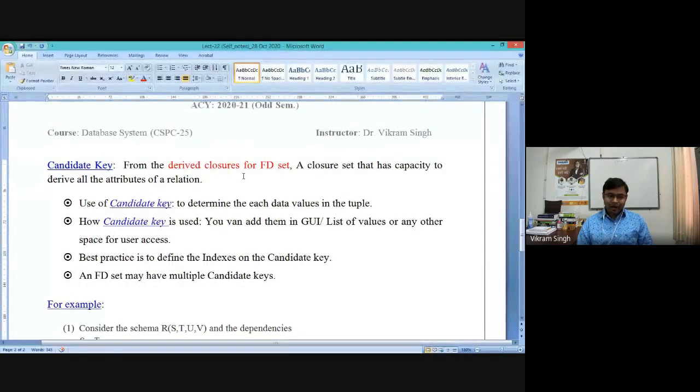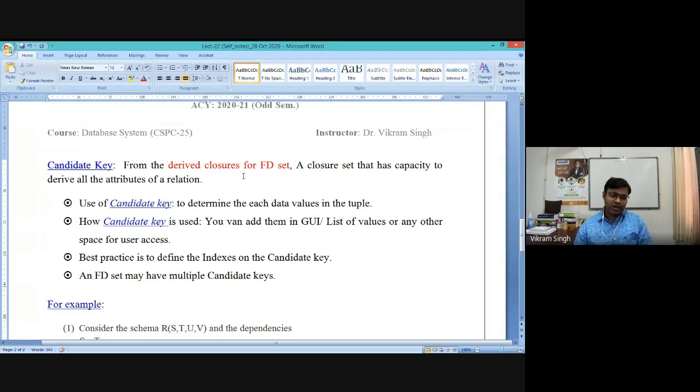So out of these 3 closure sets, we need to identify at least one FD or one closure set through which you can determine all the attributes. And we call this closure set, or this attribute set, a candidate key for the database or for the data relation.